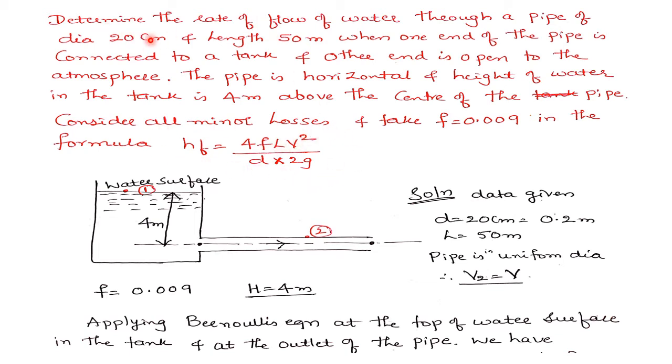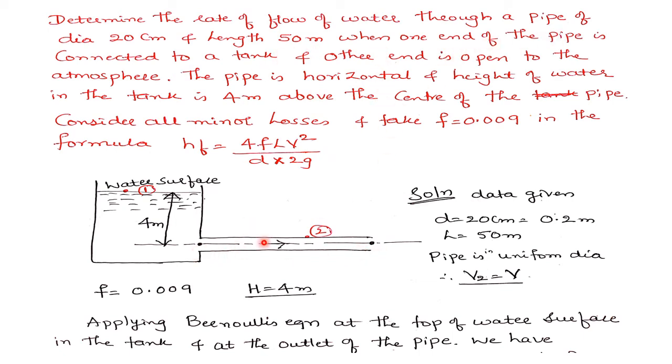So as per this problem, I have drawn the sketch here. He has asked us to calculate the rate of flow of water through the pipe. Determine the rate of flow of water, that is Q. The diameter of the pipe he has given, that is 20 centimeter. The length of the pipe also he has given, 50 meter.